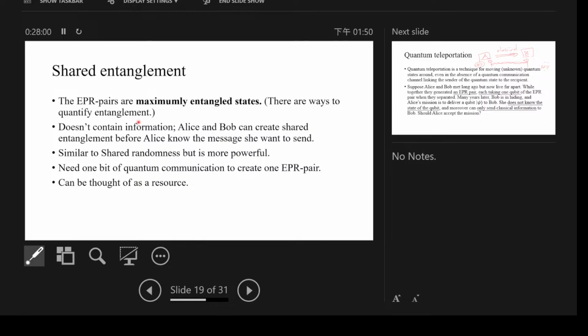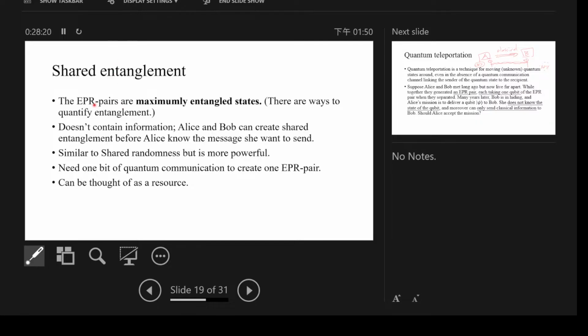There are actually different ways to calculate entanglement, but for all the measures you can use to measure how entangled your state is, the EPR pair has the maximal value. So it's a maximally entangled state of 2 qubits.